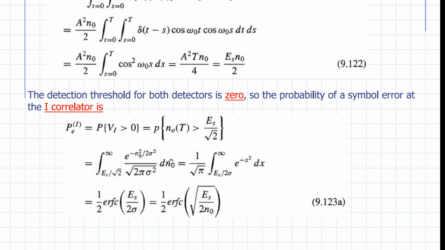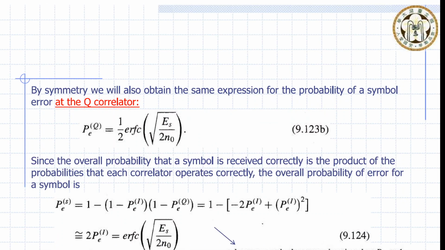I can write this as Es by 2 sigma to infinity, 1 by root pi. This is actually the error function. So half into error function of Es by 2 sigma, and we substitute for sigma. Sigma is Es into N0 by 2. So this is equal to half into error function root of Es by 2N0. That is the probability of symbol error at the I correlator.